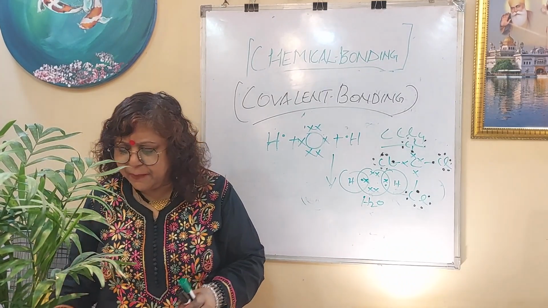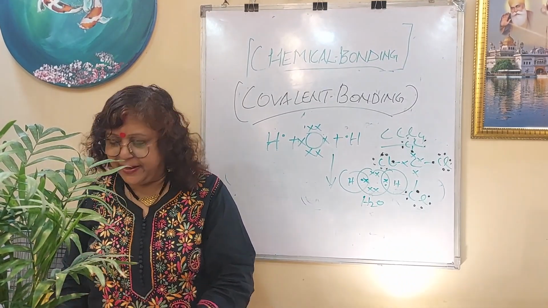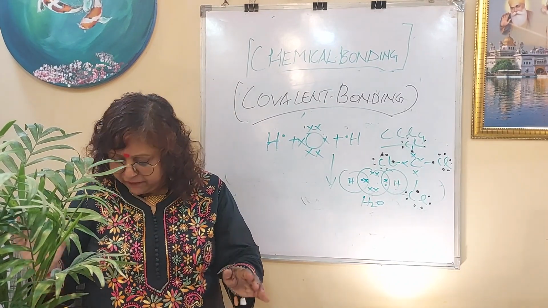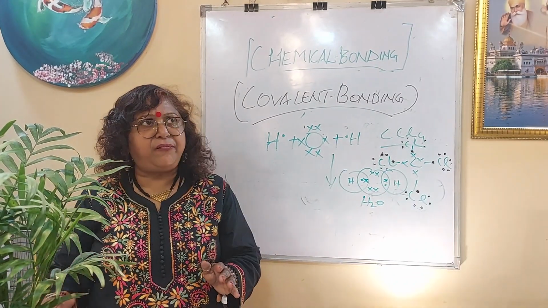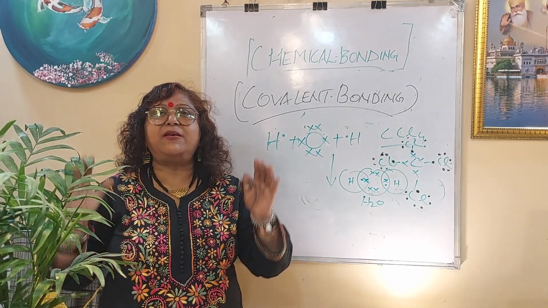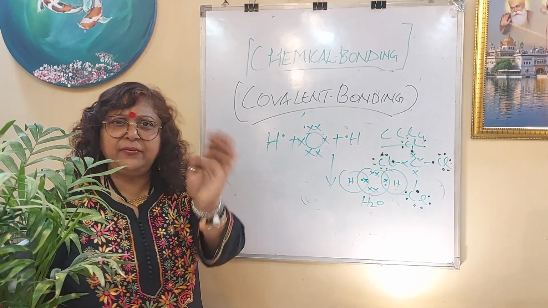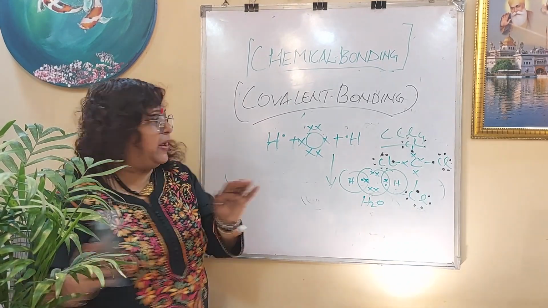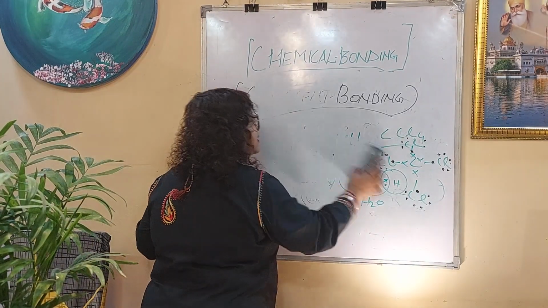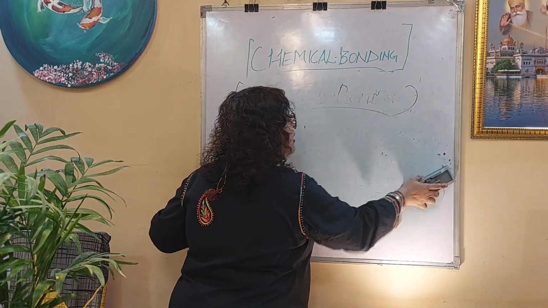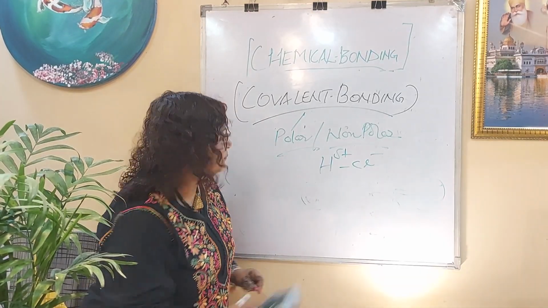Now you should also keep in mind the difference in their properties. This also they will ask you. A very good table is there on page number 34 where they are giving you the comparison of properties between covalent bond and ionic bond. That is the next part. And then I will come to the last one, which will be coordinate bonding. Okay? Water.